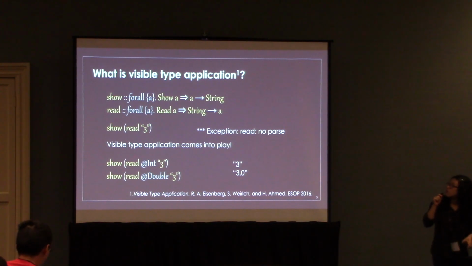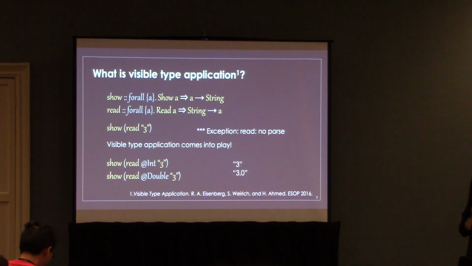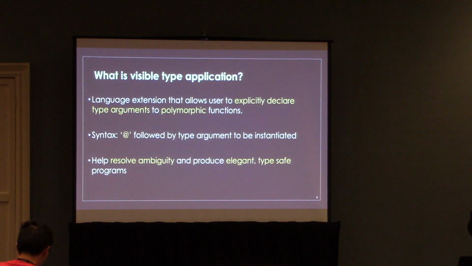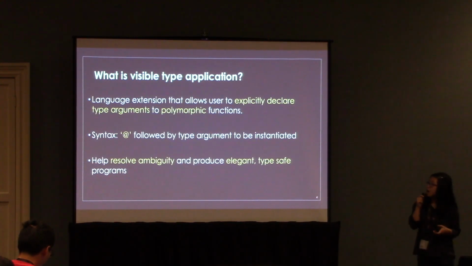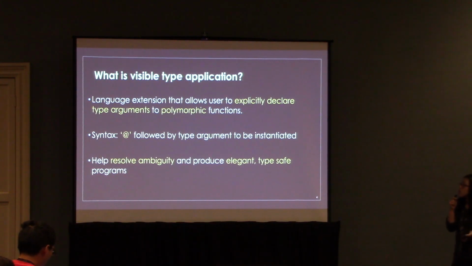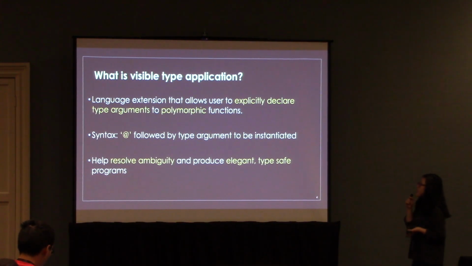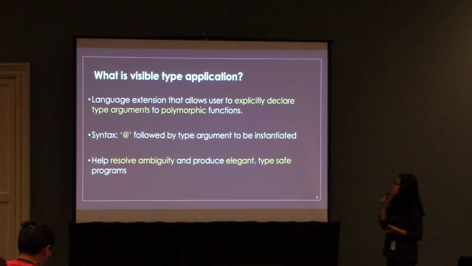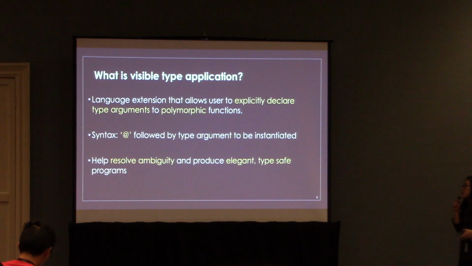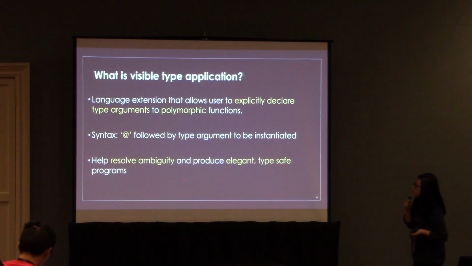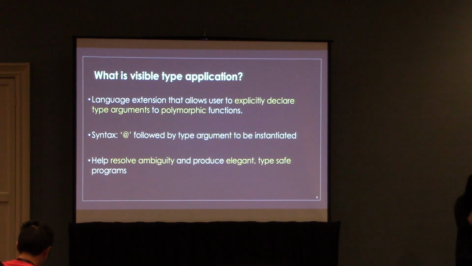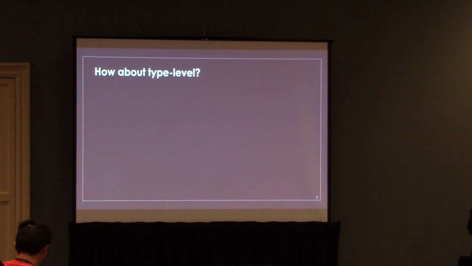So really, what visible type application is, it allows the user to explicitly declare the type arguments to polymorphic functions. And the syntax is really easy. It just adds @ followed by the type arguments to be instantiated, and it helps resolve ambiguity and produce very elegant and type-safe programs. So we're thinking, how about type level?